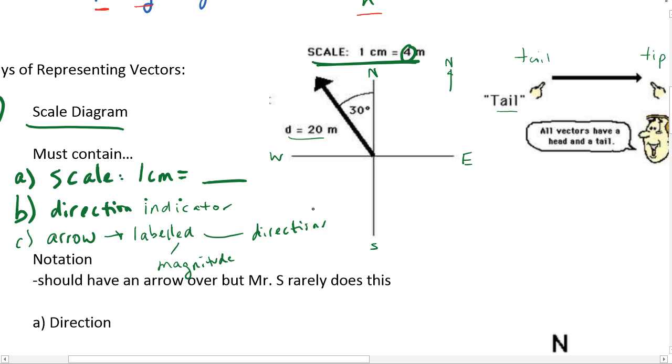So did we do the magnitude? Here, we'll just check it off. Where's the magnitude? Here is the magnitude, 20 meters. Did we do the direction? Yeah, there it is, the 30 degrees.